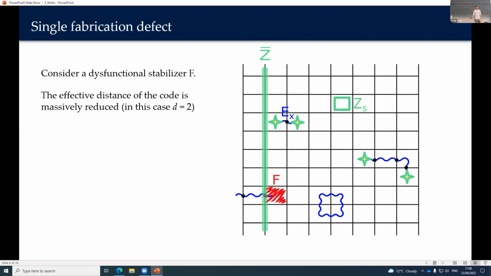Overall, what that leads to is that we have massively reduced the code distance, or the protection that we have on the qubits. Obviously, we can use the right-hand side of the code, which is slightly bigger, but if we have a finite number of these fabrication defects, then there's going to be a characteristic length, a distance, that we can obtain using this surface code with fabrication defects.